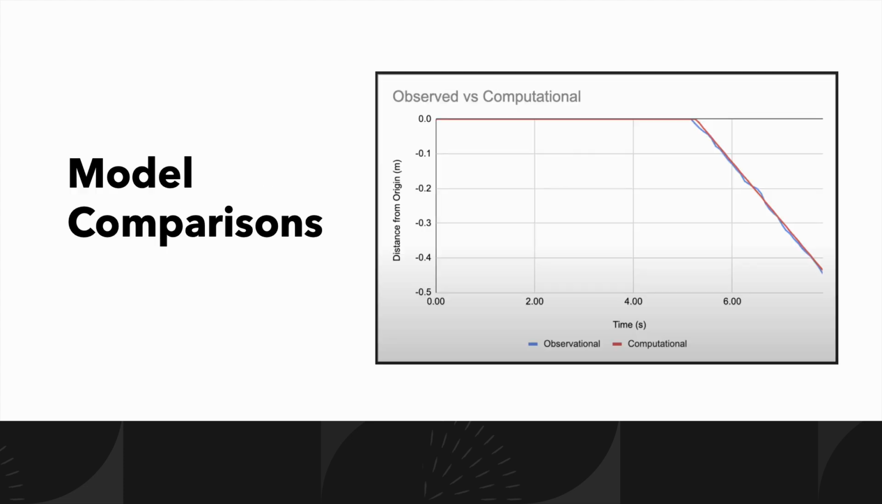So this is the model comparison. In the graph, the orange line is the computation model and the blue line is the observed model. As you can see, from 0 to 5 seconds, they align, and then towards the end, when the slinky starts to fall down, the computation and observed model start to deviate.